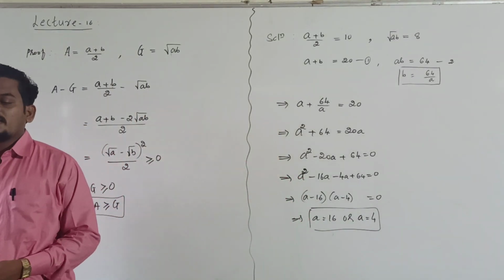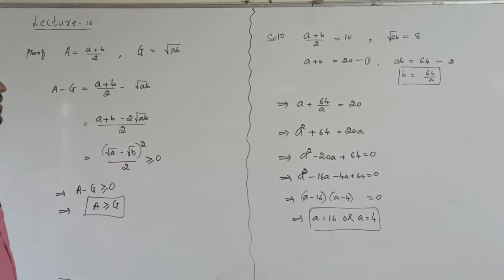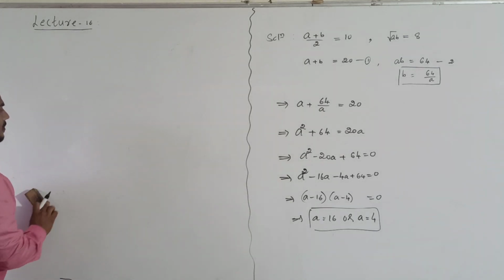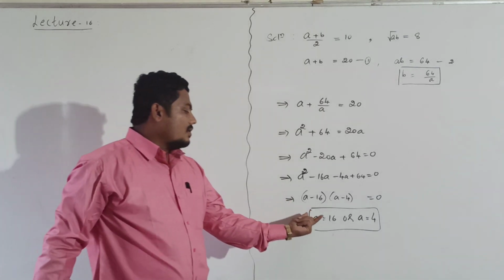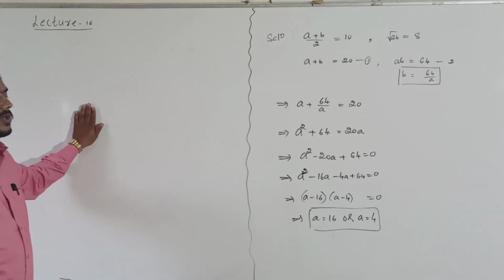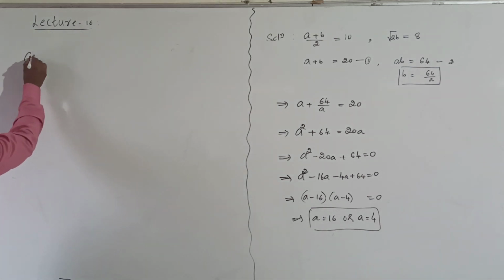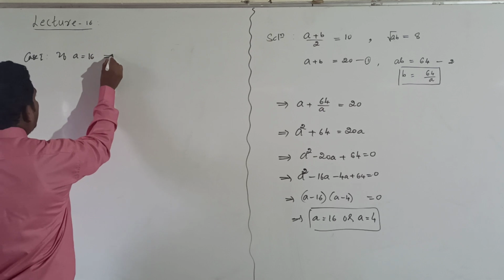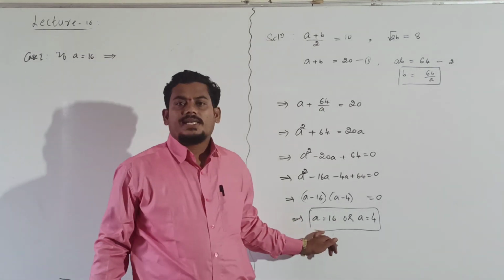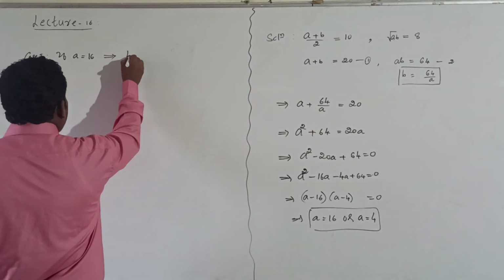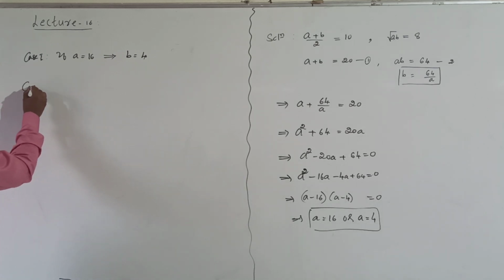Now, if a value is 16, then what is the corresponding b value? Just look at equation number 1. a equal to 16 or a equal to 4, then two positive numbers. There are two cases. Case number 1. If a is equal to 16, then what is the corresponding b value? Just look at equation number 1. Then clearly you get b equal to 4. It is one of the possibilities.